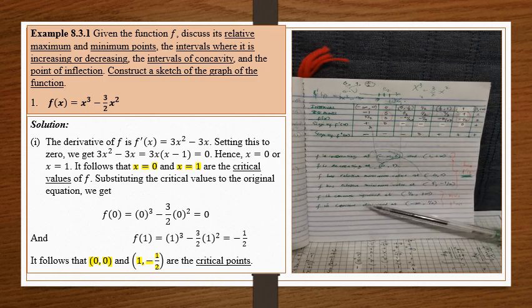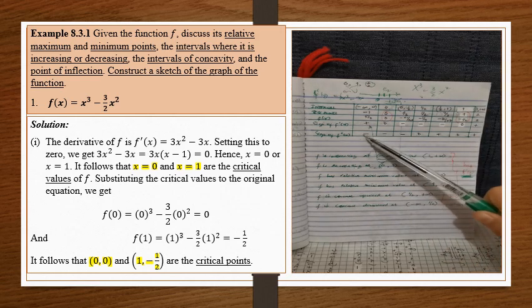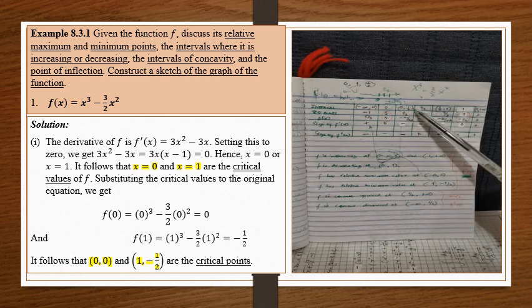Okay, concave downward, ibig sabihin pababa, negative. So, nag-start siya kay negative infinity. Nag-stop siya kay 1 half. So, we have negative infinity to 1 half. So, f is concave downward at the interval negative infinity and 1 half.